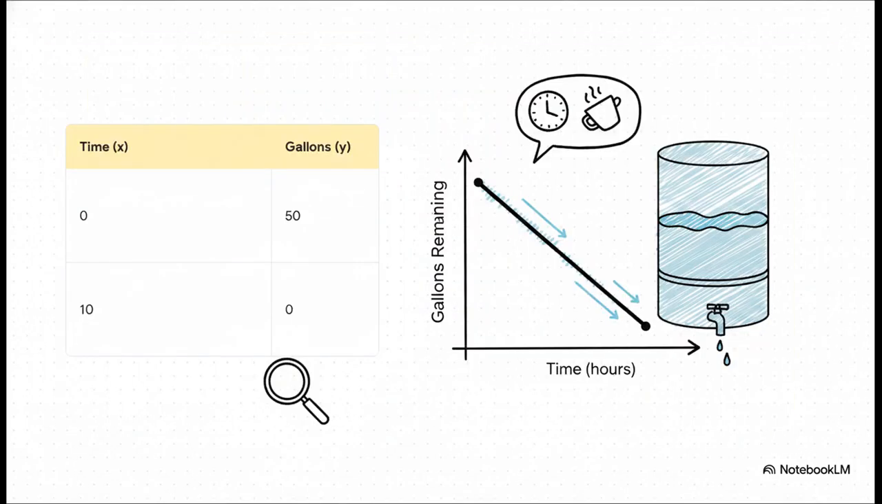Now how about a water tank that starts with 50 gallons and drains 5 gallons an hour? A table of values shows exactly where the graph begins and ends. At hour 0, before any time has passed at all, our y is 50. That's our starting point.